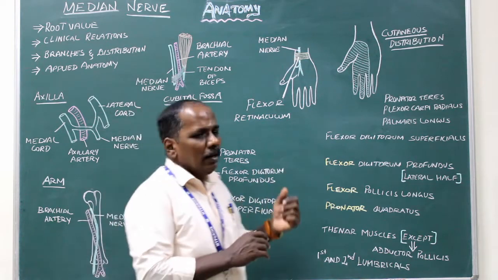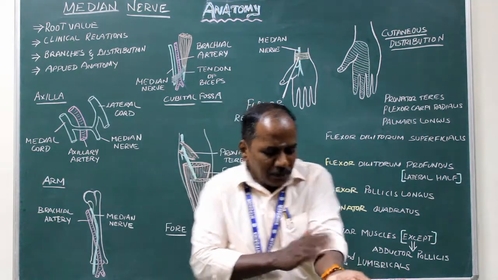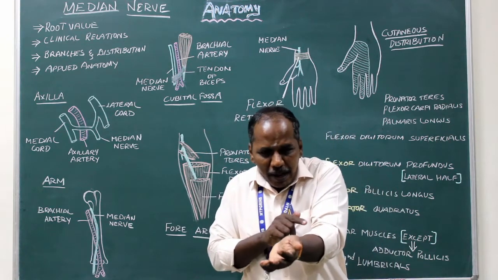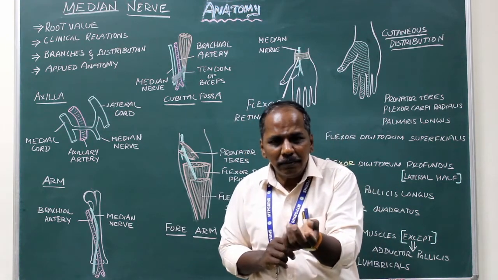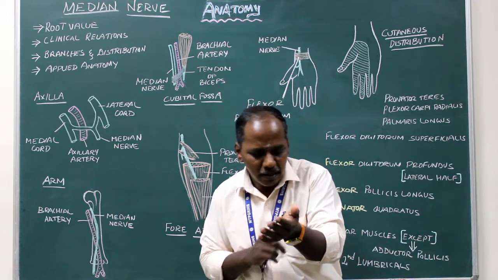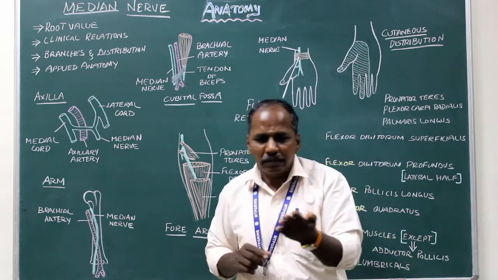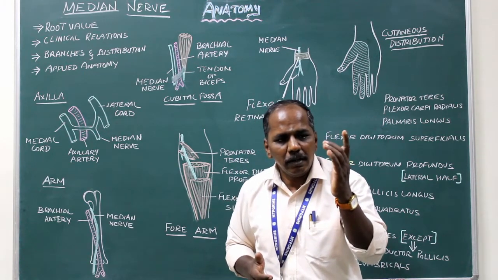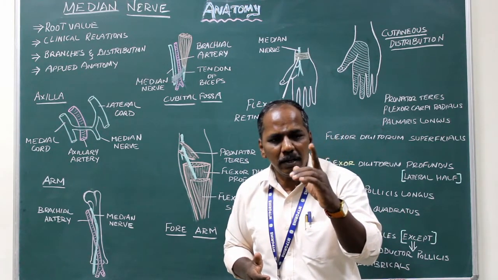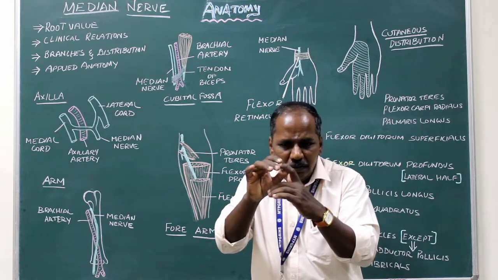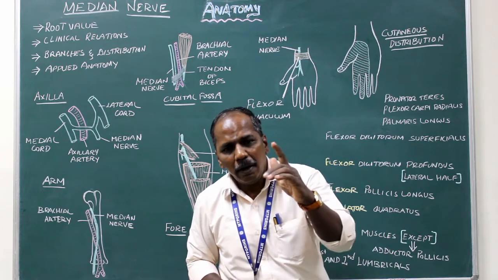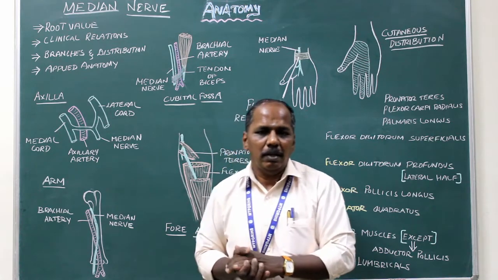When the median nerve is affected in the forearm, affecting the branch to the flexor digitorum superficialis of the index finger, when you try to flex the fingers, all the three fingers flex, resulting in loss of flexion of the index finger. This is known as pointing index deformity.